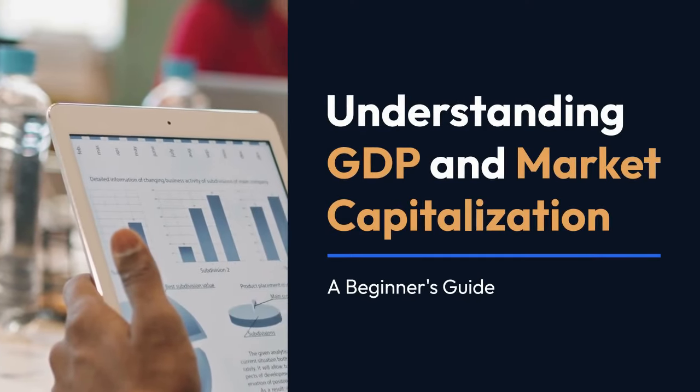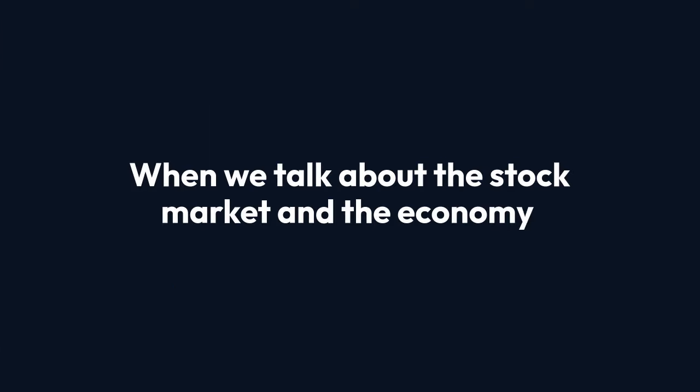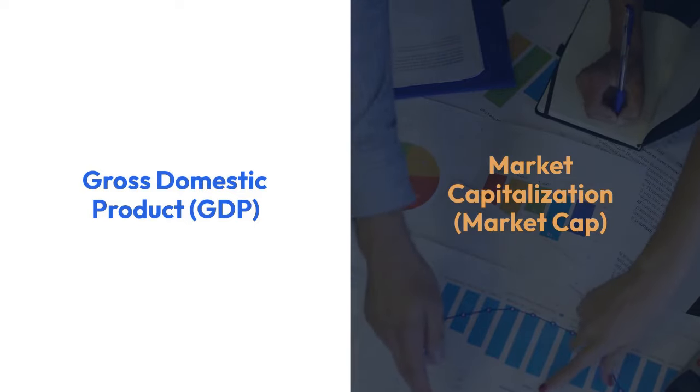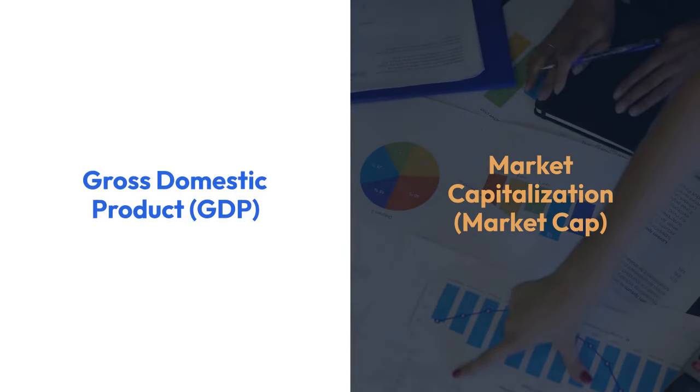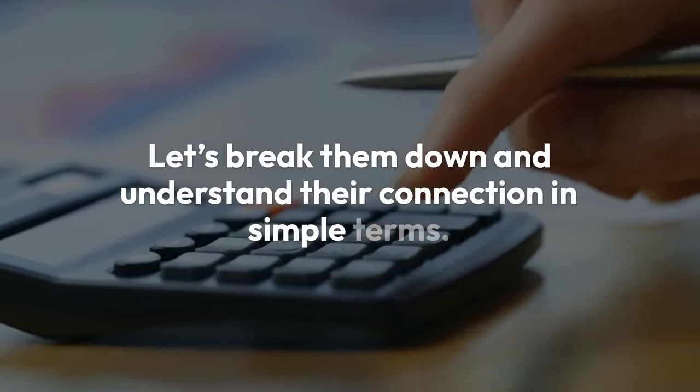Understanding GDP and Market Capitalization, a Beginner's Guide. When we talk about the stock market and the economy, two important terms often come up: Gross Domestic Product, GDP, and Market Capitalization, market cap. Let's break them down and understand their connection in simple terms.